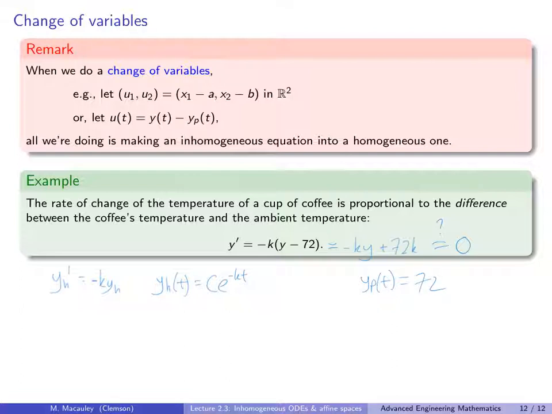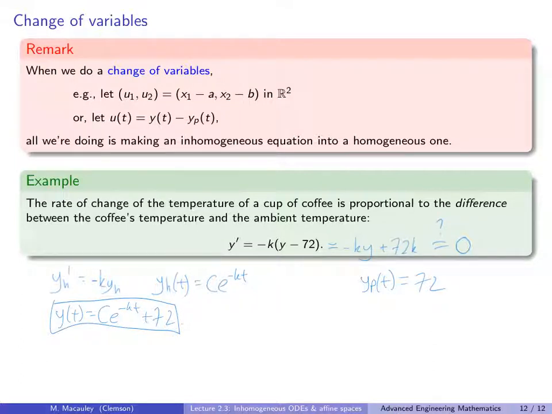It's actually probably easier to see just from this equation that if the left-hand side is 0, well, k can't be 0, so then y has to be 72. So now we have our solution, which is y(t) equals c e to the minus kt plus 72. Okay, so what does this have to do with changing variables?